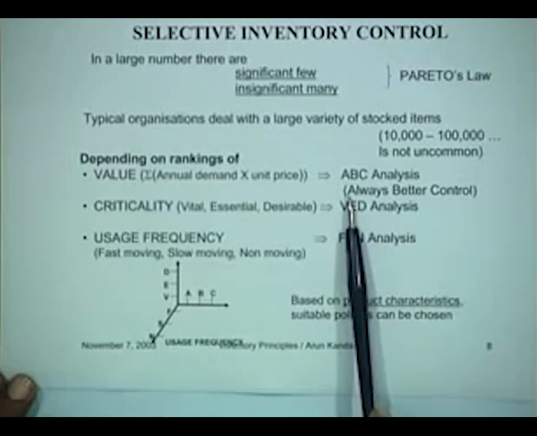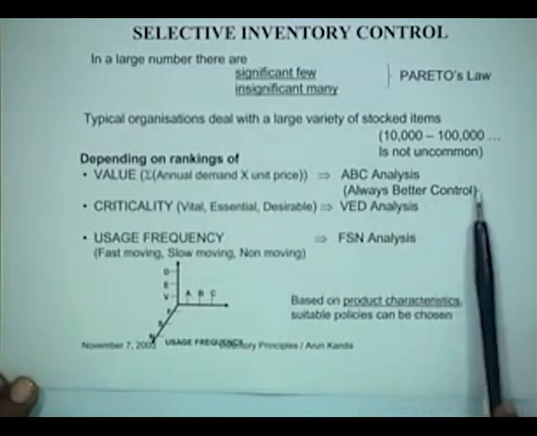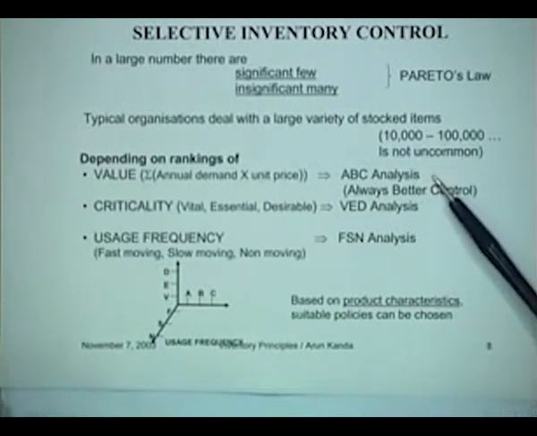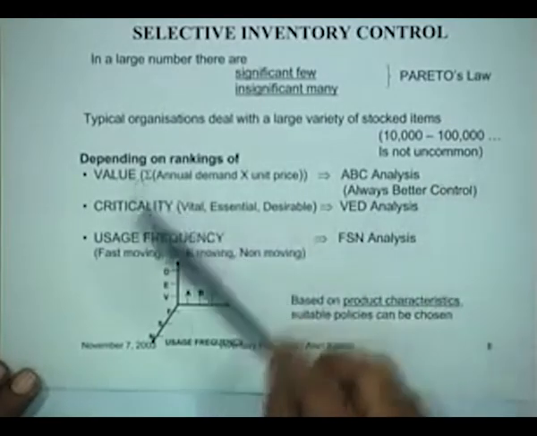Many firms tend to use the term "always better control" for ABC, because out of 10,000 items you can identify 10 or maybe 50 items which are A class items and need to be monitored very closely, while the B and C class items need not be monitored that closely, and you could set up a general policy for them. This makes inventory control for so many items much easier. That's the importance of ABC analysis based on value.